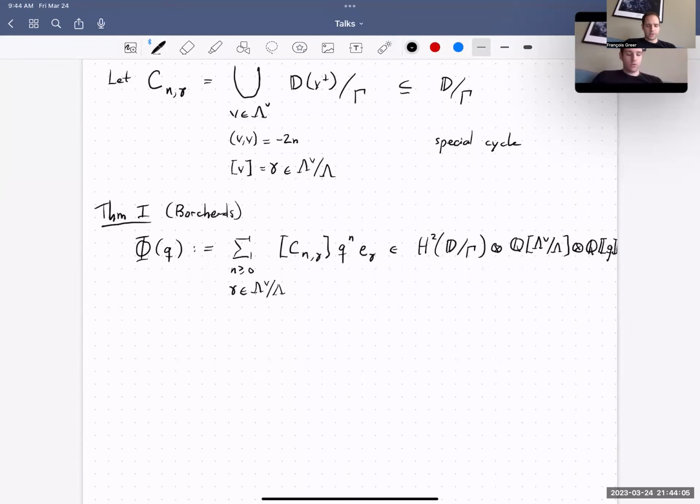Okay, and I have to say one more thing, which is that this definition doesn't quite make sense for n equals 0. So there's a special definition in that case. C_{0,0} is just defined to be the first Chern class of the Hodge bundle dualized. The Hodge line bundle is just a bundle on D mod gamma whose fiber is this C omega that's classified by D. So far this is not a theorem, this is just a formula, but the theorem says that this power series is a vector valued modular form.